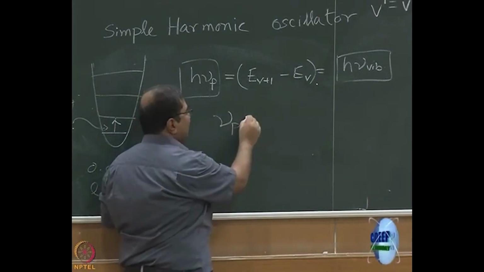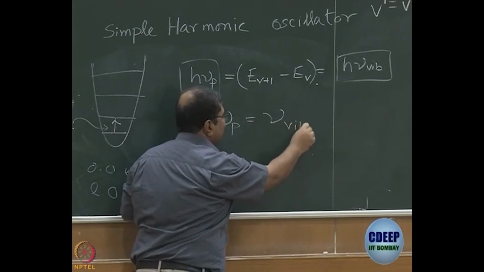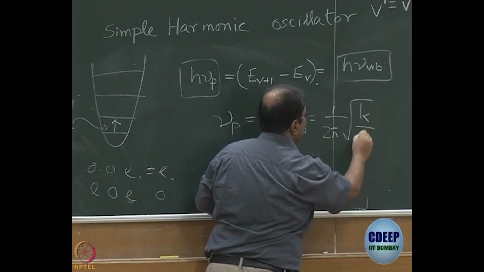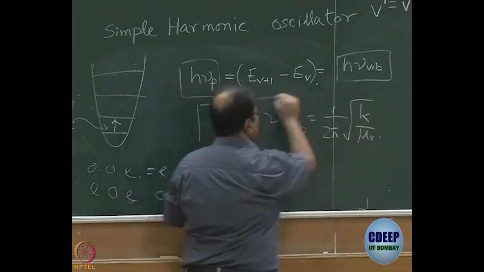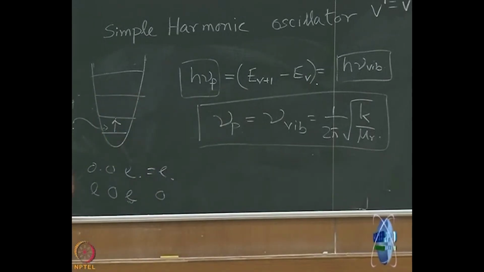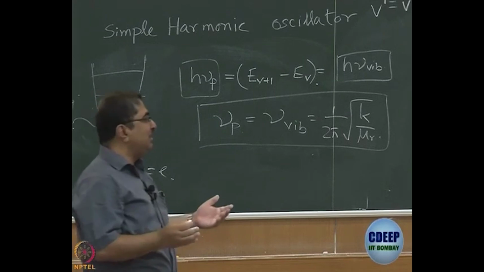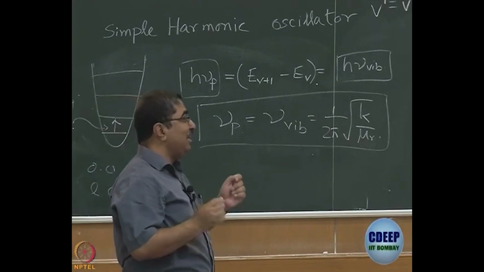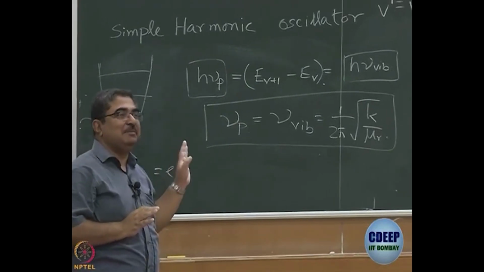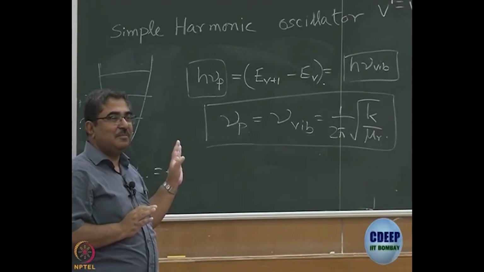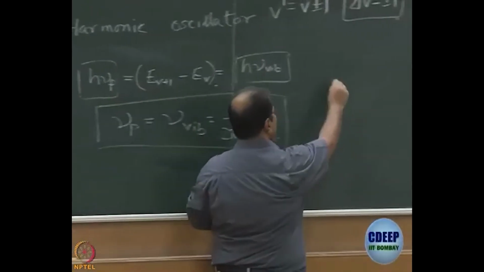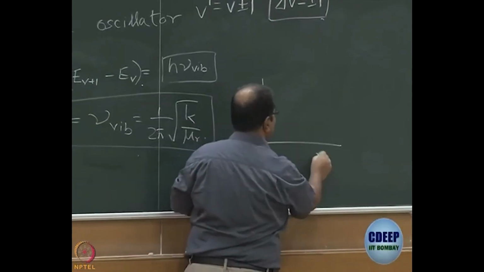The frequency of the photon must be equal to the actual frequency of vibration, which is equal to 1 by 2 pi root over k by mu, so that the photon is absorbed. Frequency of light has to be equal to frequency of oscillation, then and only then is it going to be absorbed. What kind of spectrum do we expect in that case? How many lines in the spectrum? One, right?